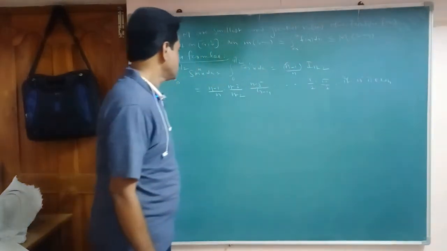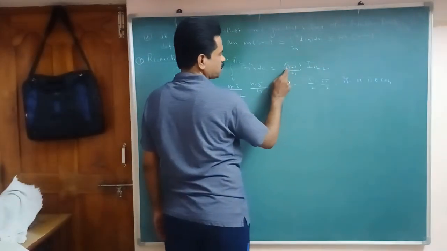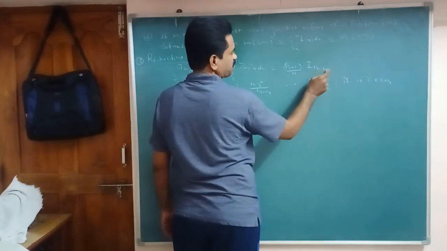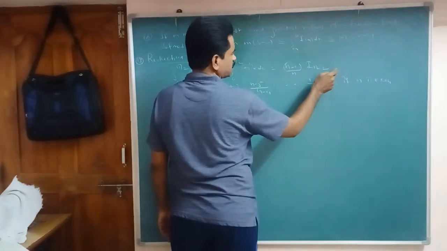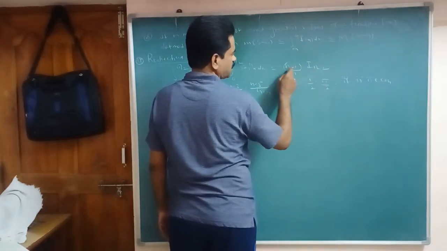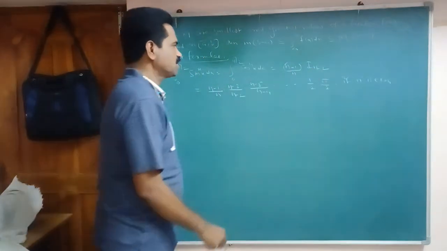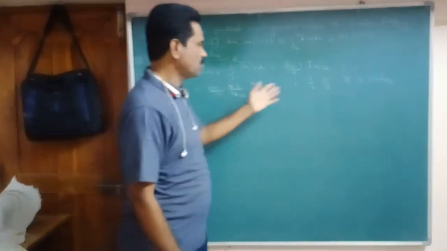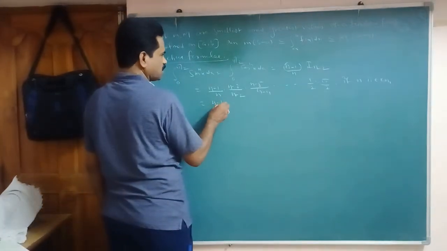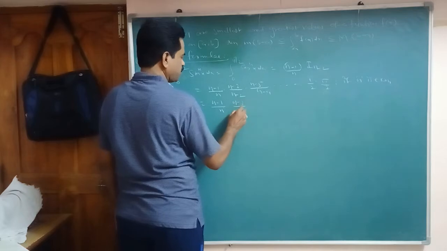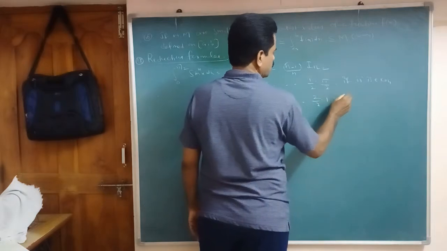If n is even, here n minus 1 by n. Next, in place of n substitute n minus 2, that is n minus 3 by n minus 2. Again substitute n minus 4, we get n minus 5 by n minus 4. Again substitute n minus 6, that is n minus 7 by n minus 6, and so on, up to 1 by 2 into pi by 2 if n is even. If it is odd, we can write n minus 1 by n, n minus 3 by n minus 2, n minus 5 by n minus 4, and so on, up to 2 by 3 into 1, if n is odd.